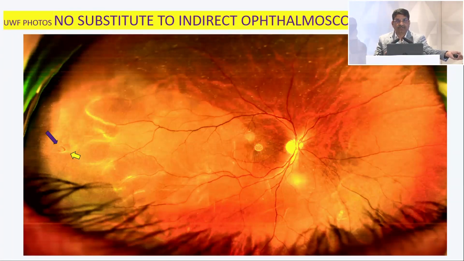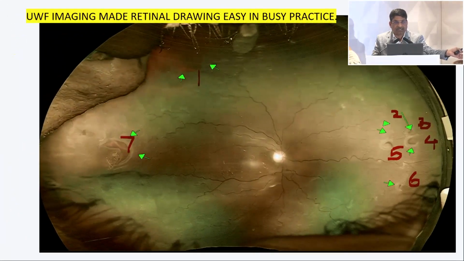But again the request is that it is not a substitute for indirect ophthalmoscopy with scleral indentation. That should be practiced in a retina practice. There is no substitute for that, but it helps, which we used to spend hours together in drawing during our fellowship. This photography will minimize your time and give you a little better idea on ultra-widefield photography.